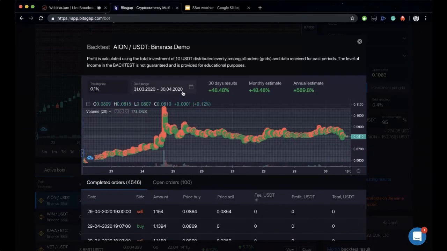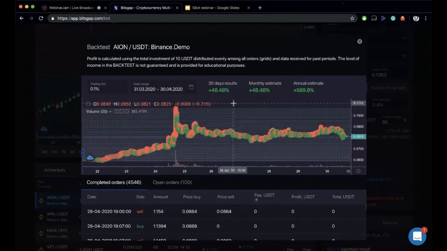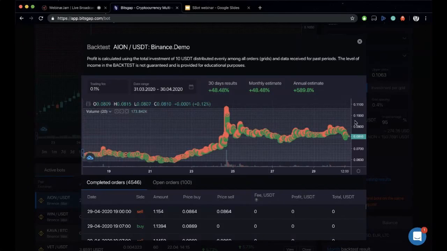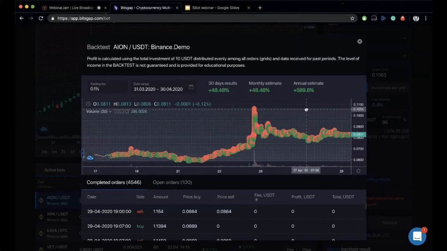So like here, this is the 30 days period from March 31st till the end of April. And you can see that on this moving upwards market, on this rising market, the bot made around 50% in the quote currency, in USDT, on your investment, all right? But most importantly, what you have to keep in mind as well is that the backtesting doesn't take into account the value change, all right?